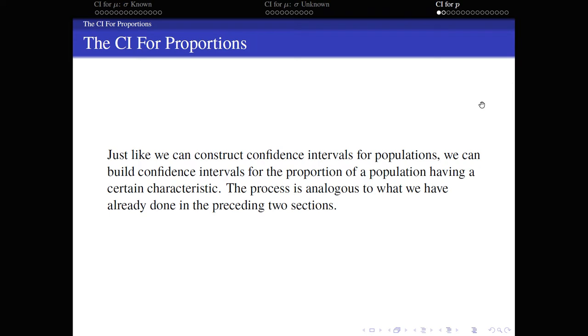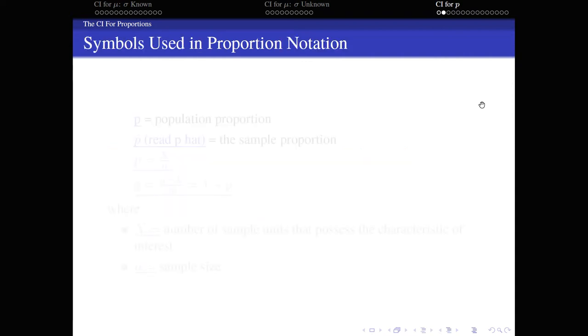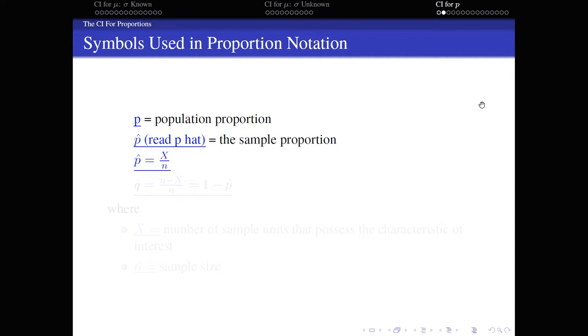Again, the interpretations and what we're going to end up doing is very similar to what we did before. The only addition is because we're using proportions, we'll be doing some different calculations. So recall that P is the population proportion. In this case, we'll use P hat, the P with a little hat over it, to represent the sample proportion. And this is just going to look like the number of successes divided by the total number of trials. This is how we calculated our empirical probability before.